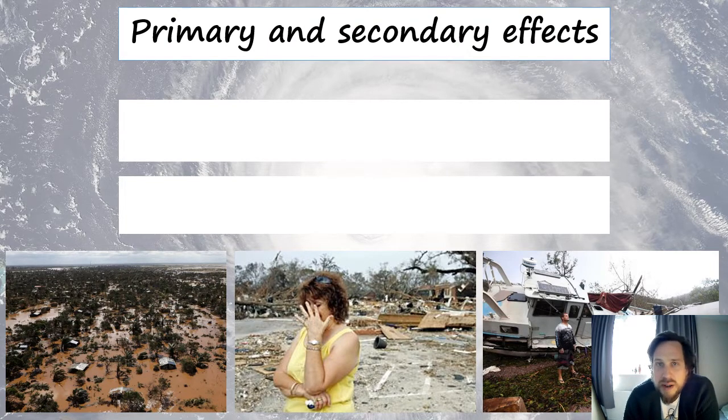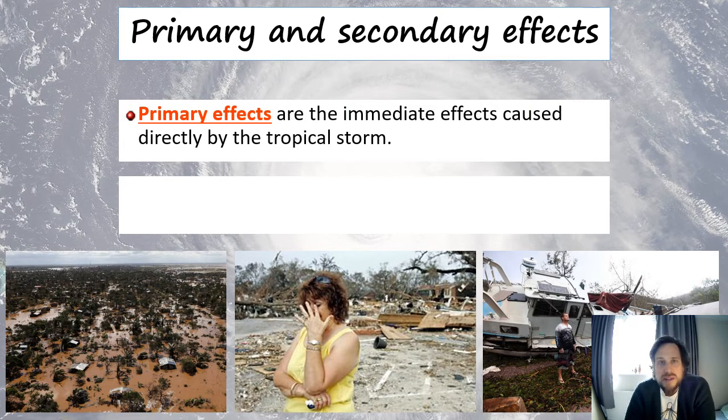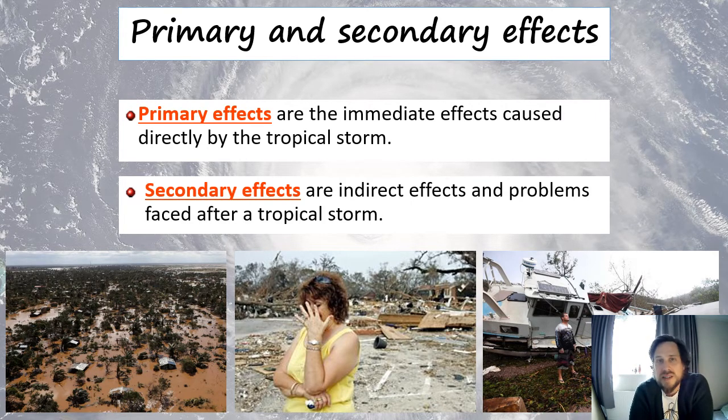So, just a quick reminder about what primary and secondary effects are. Primary effects are the immediate effects caused directly by the tropical storm. Secondary effects are those indirect effects and problems faced after the tropical storm. So having to think carefully about that, you can see some pictures here. Got some flooding on the left. We've got a woman with a destroyed house and a man with a destroyed boat next to him. So different kinds of effects, and you need to be thinking about, are these primary or are they secondary?